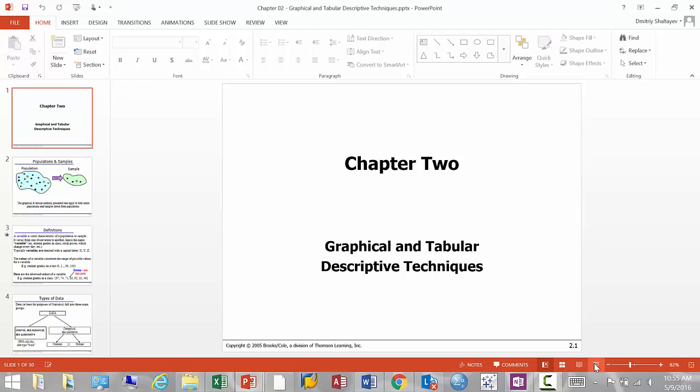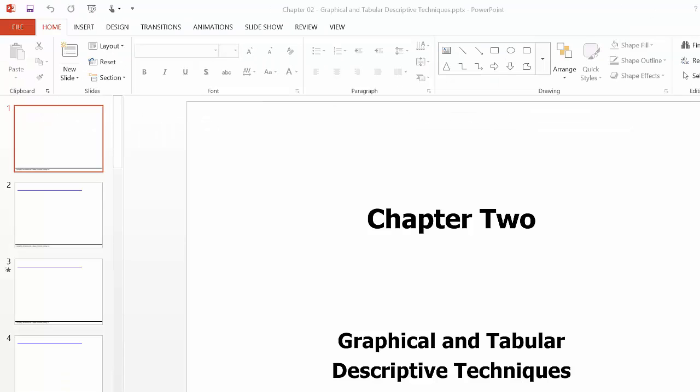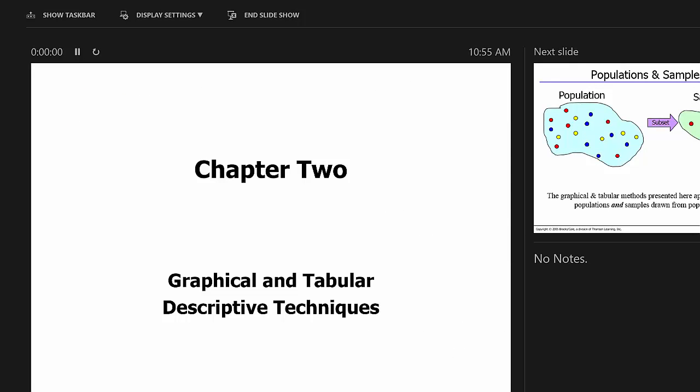Okay, so in this part of our class, we're going to discuss how we can represent the data in the form of a table, and also in the form of a picture. So, graphical and tabular descriptive techniques. Remember, in the previous lecture for chapter 1, we discussed that statistics has two unequal parts.